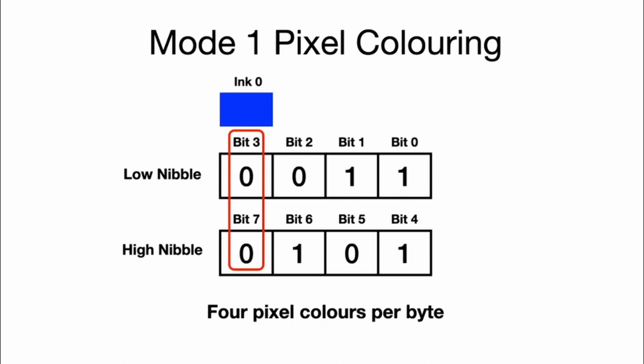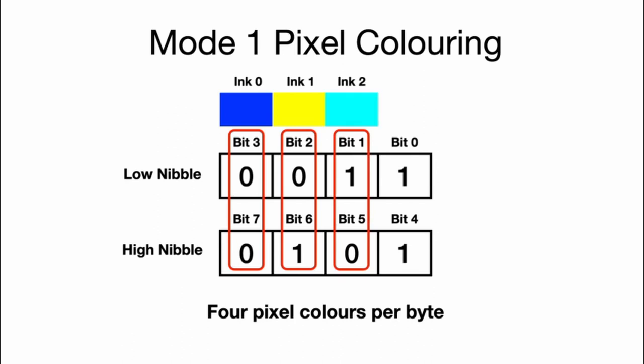Now 0 and 0 together give ink color 0, and by default it's blue. Bits 2 and 6 represent the next pixel, and if the combination is 0 and 1, it's ink color 1, which is by default bright yellow. Bits 1 and 5, if it's 1 and 0, it's ink number 2, and by default it's bright cyan. And bit 0 and bit 4, if they're both set to 1, the ink color is 3, and the default ink color is bright red. So a combination of those bits gives you the different colors per pixel, and there are 4 pixels.